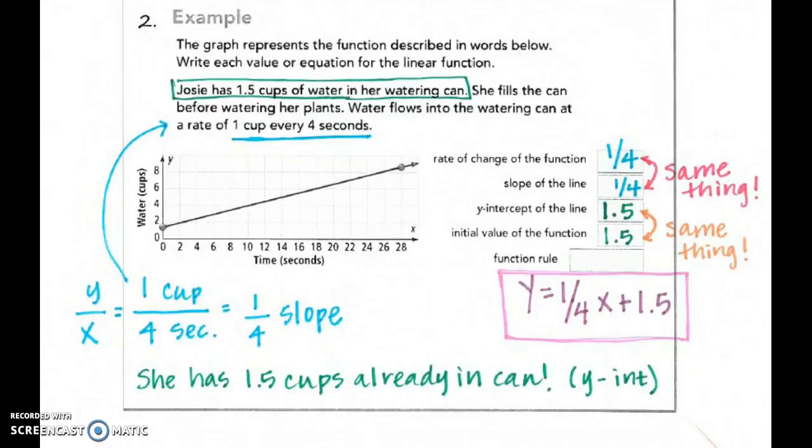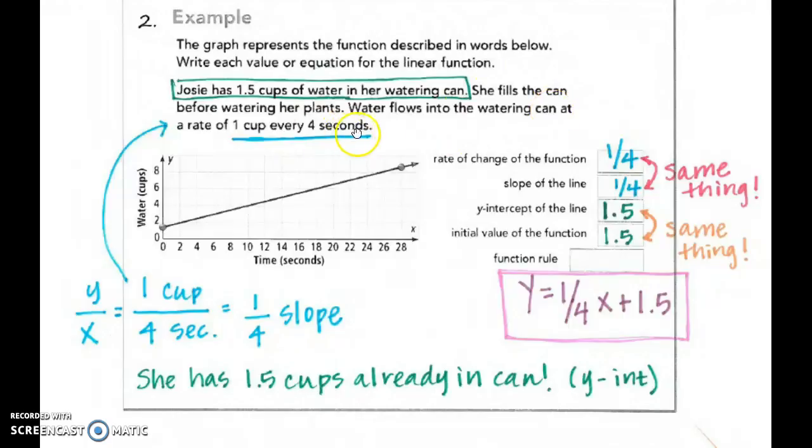Example 2. The graph represents the function described in words below. Write each value or equation for the linear function. And it's going to walk you through step by step, so it makes it really nice for you. Josie has 1.5 cups of water in her watering can already. So that right there should clue you in. Maybe that's the initial value.